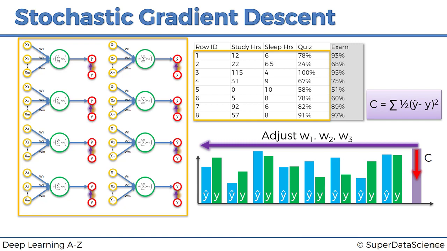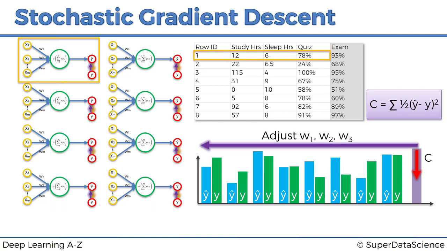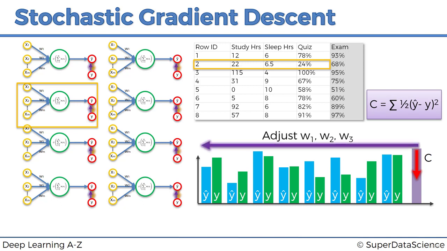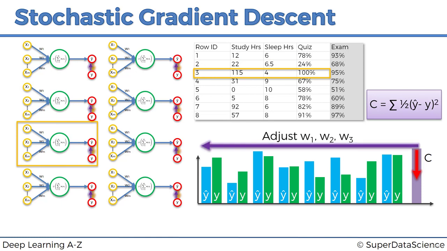The stochastic gradient method is a bit different. Here we take the rows one by one, so we take this row, we run our neural network, and then we adjust the weights. Then we move on to the second row. We take the second row, we run our neural network, we look at the cost function, and we adjust the weights again. Then we take another row, row 3. We run our neural network, we look at the cost function, we adjust the weights. So basically, we're adjusting the weights after every single row rather than doing everything together and then adjusting weights.